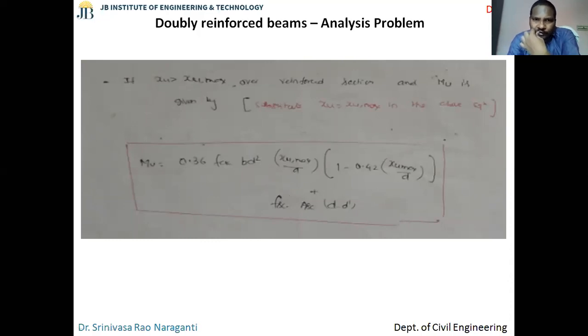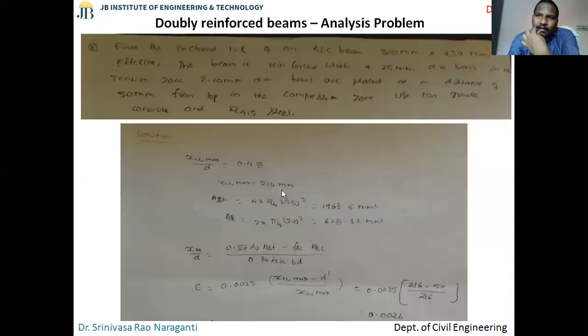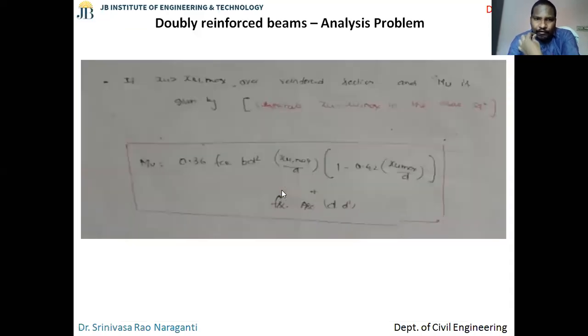But the only difference is the issue with finding out the stress in the steel, FSC value. To get FSC value, you have to find out the strain, epsilon SC value. You find out epsilon SC value, then you find out FSC value, then we use the value here. So these are two different approaches.